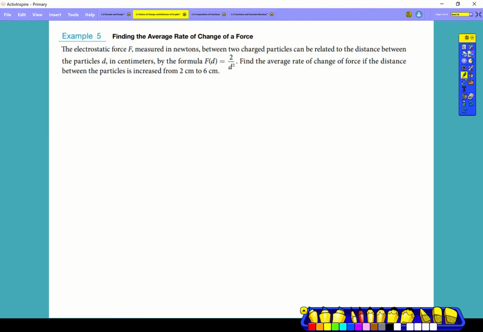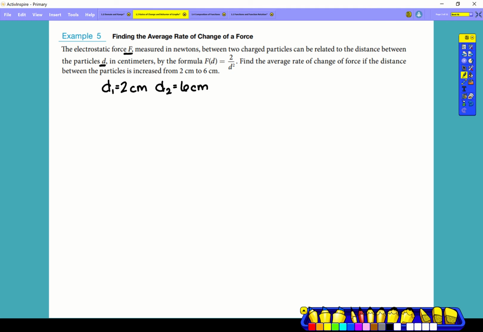So this is an example of using a formula. The electrostatic force, measured in newtons, it's F, between 2 charged particles can be related to the distance between the particles, that's D, in centimeters by this formula. Find the average rate of change of force if the distance between the particles is increased from 2 centimeters to 6 centimeters. So our D1 is 2 centimeters. Our D2 is 6 centimeters.